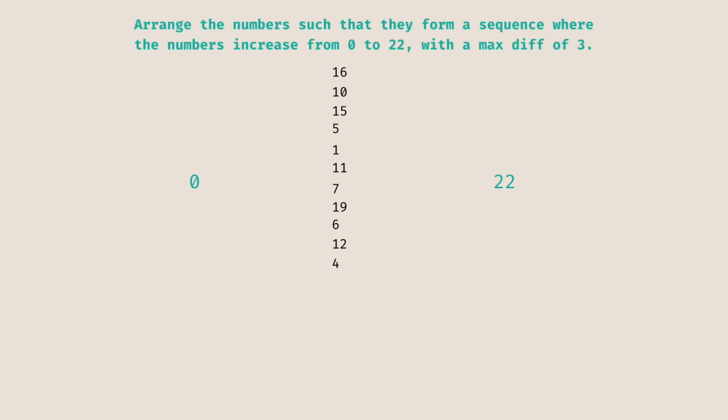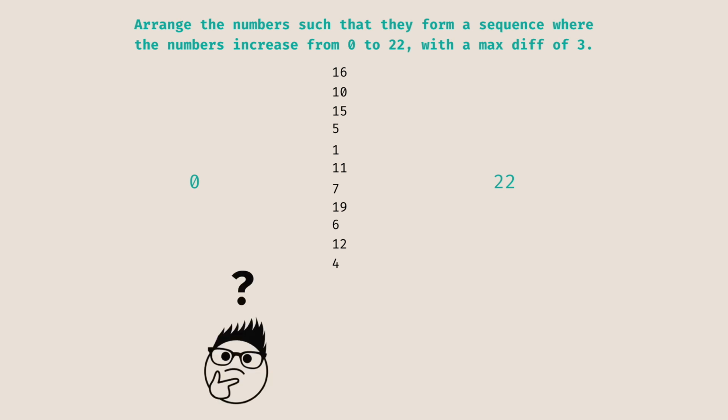And with that, there's also a constraint in the problem where from one number to the next, we can't make a leap more than 3. So formally putting this problem, what I have to do is arrange the numbers in such a way that they form a sequence where the numbers increase from 0 to 22 with a max difference of 3.